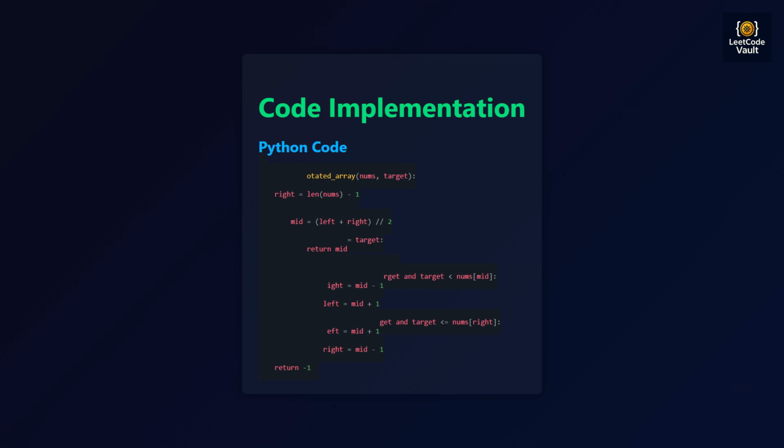Otherwise, we check if the left half is sorted. If it is, we check if the target is within the left half. If yes, we move our right pointer. Otherwise, we move our left pointer. Otherwise, we're in the scenario where the right half is sorted, and we perform a similar check. This is the essence of the modified binary search technique. This will give us a much better time complexity as compared to the brute force approach.